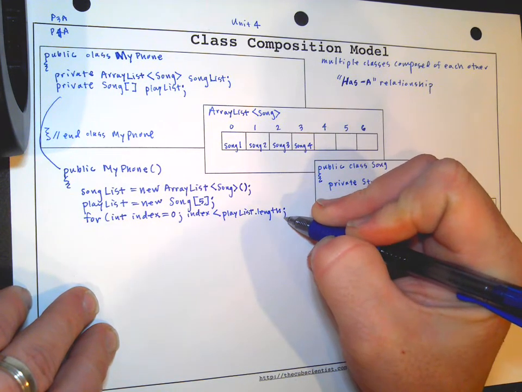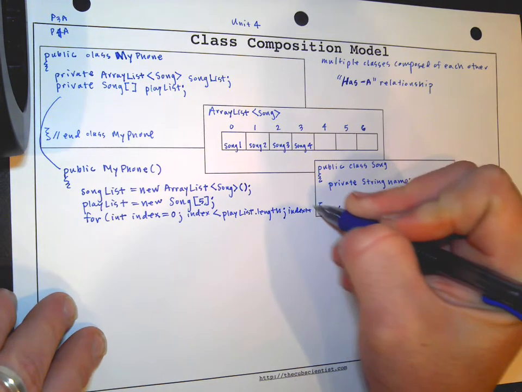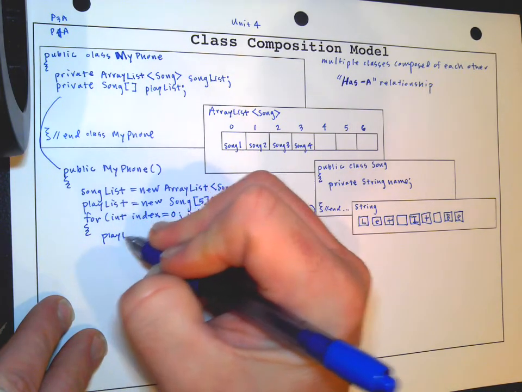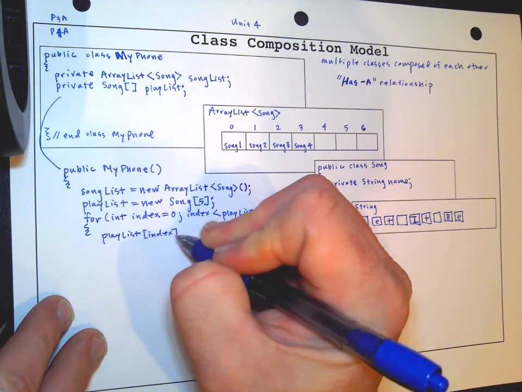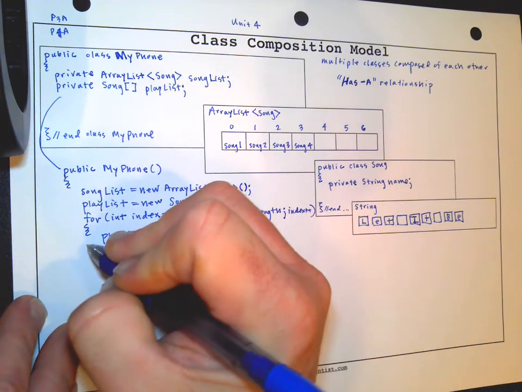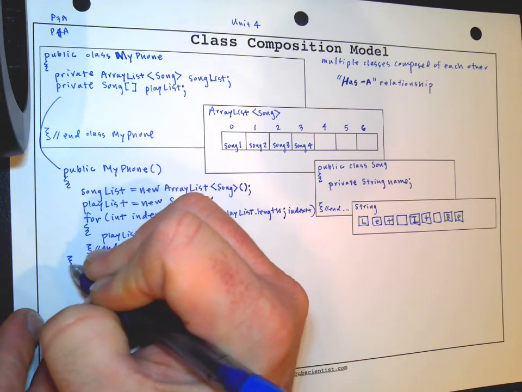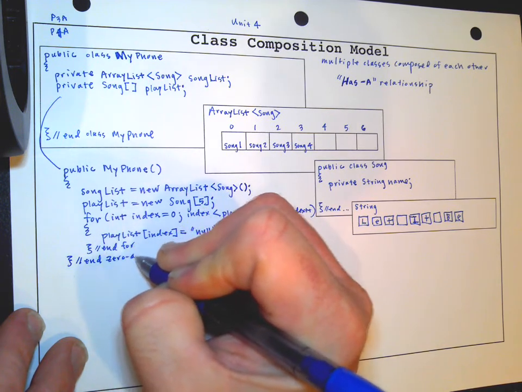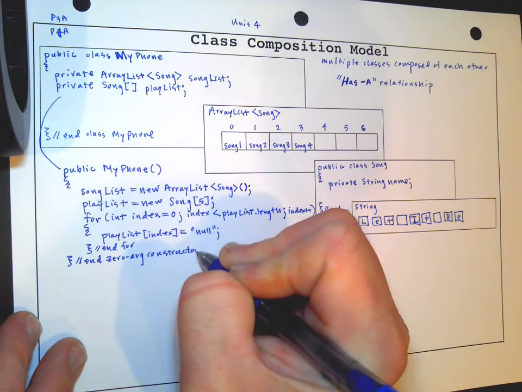With parentheses after it, that's for strings. Index plus plus. And then in here you could say playlist, and then we put index in brackets equals null, which is a good default value, right? So, anyways, that's kind of what it's going to look like.